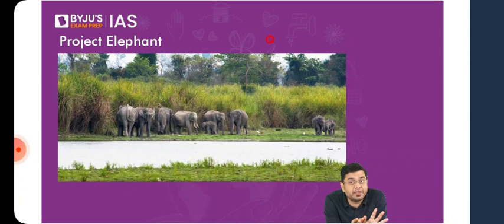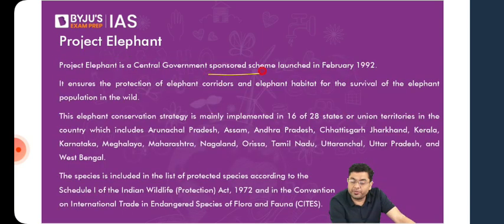These elephants need conservation and protection because their population started declining significantly due to man-animal conflict and also because of incessant hunting. Large-scale hunting was carried out to gain access to the ivory or tusks that they have. Project Elephant was a centrally sponsored scheme launched in February 1992. It ensures protection of elephant corridors and elephant habitat for the survivability of the elephants.